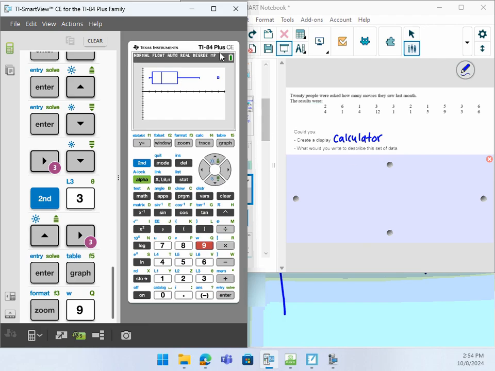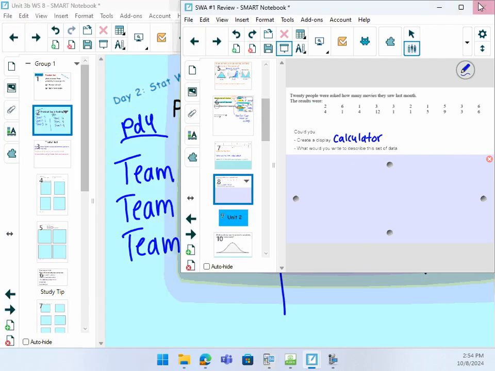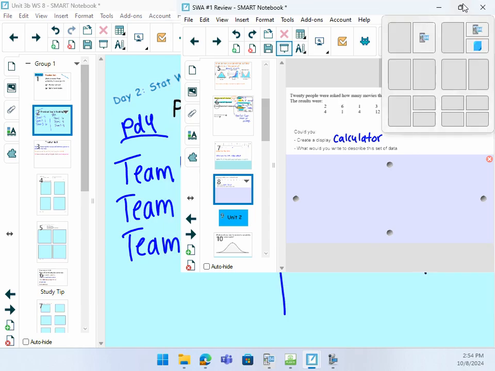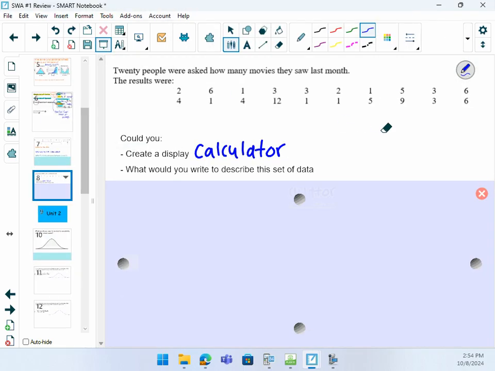And so I do know how to create a display. Now you could make a dot plot, you could make a stem and leaf plot, you can do whatever you're comfortable with, but you do need to know how to make at least one display. Again, if you were asked to describe a set of data, you would need to use SOCS to help you describe. Talk about the shape, the center, the spread, and if there are any outliers.